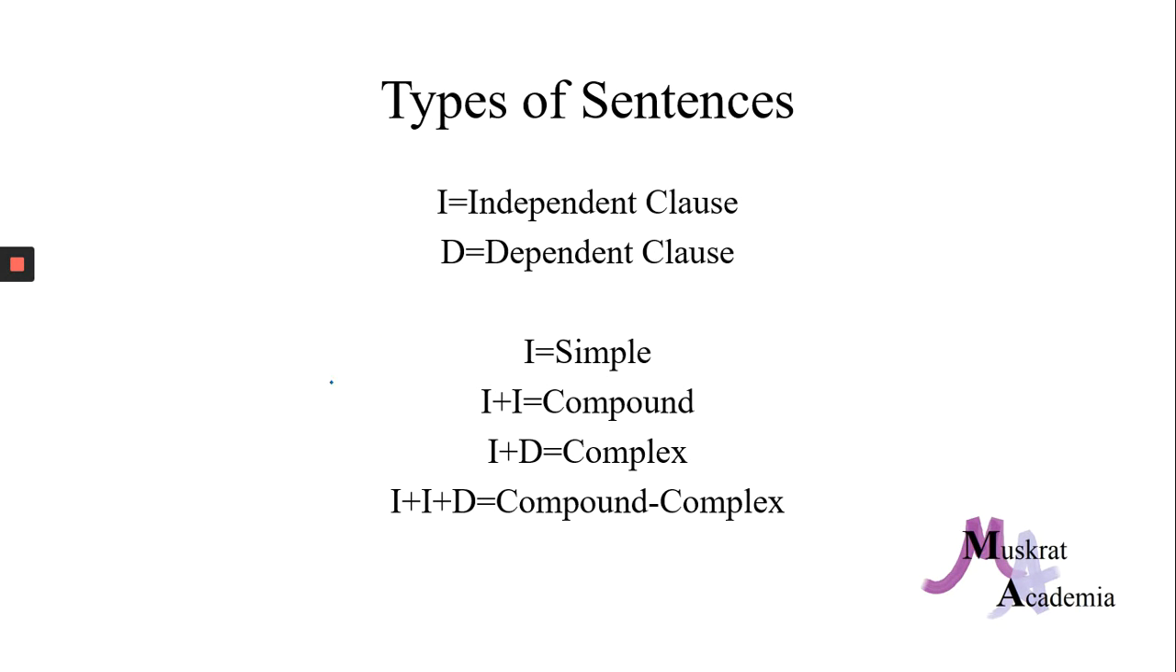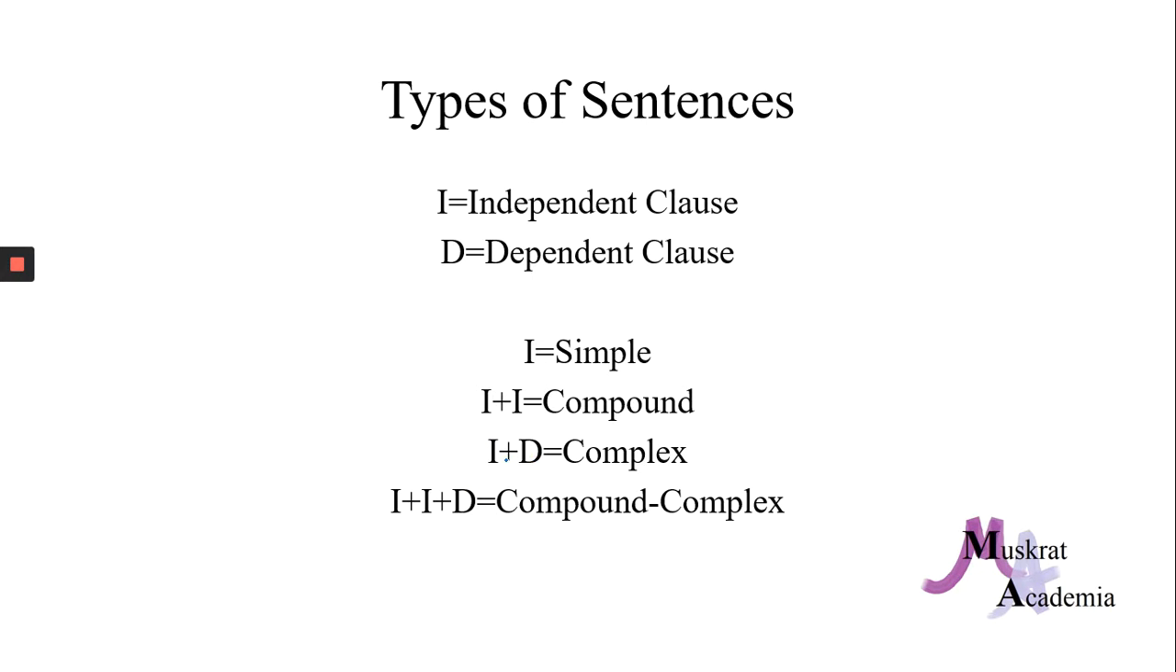Saddening. So we can combine independent and dependent clauses to make sentences. Now, an independent clause by itself, as mentioned before, is a sentence. It's a simple sentence. However, you can have independent and dependent clauses together to create complex sentences. You could also have independent and independent clauses together to have a compound sentence, or an independent and an independent and then a dependent clause to create compound complex sentences. Now, these I's and D's can be in whatever order you want.